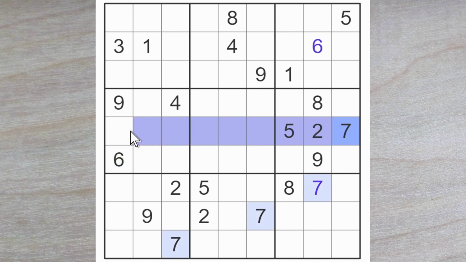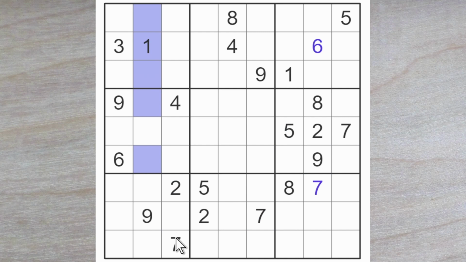There's a 2 and a 7 blocking across here, and a 2 and a 7 blocking across here. So these two squares must be a 2 and a 7, and they block up here. These 2 and 7 block up here, so these two squares also must be a 2 and a 7. So since these two squares must be a 2 and a 7, and we got a 5 blocking across, this square must be a 5.